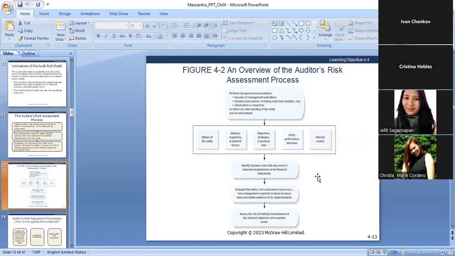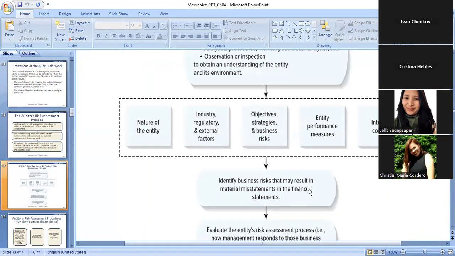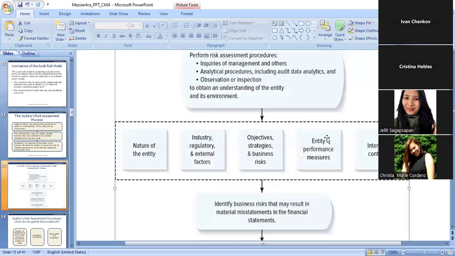Now I have to make this one bigger, otherwise we're not going to see anything, at least not on the screen. So, perform the risk assessment procedures: inquiries of the management and others. Then analytical procedures, including audit data analytics. So that's where the audit data analytics come into place. In order to do the data analytics, obviously, we have to have access to the company software. Once we have access to the company software, we can run different tests.